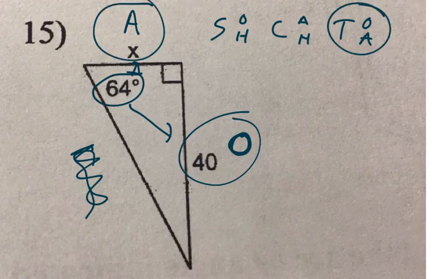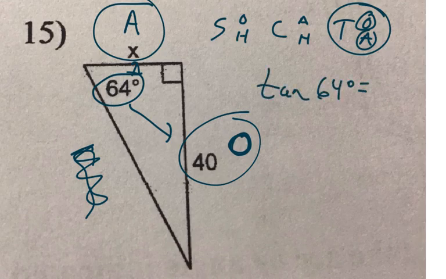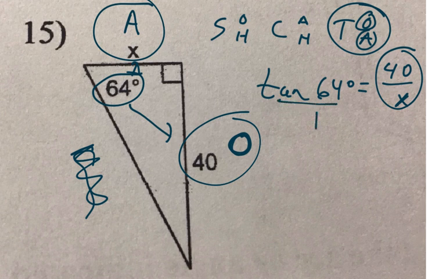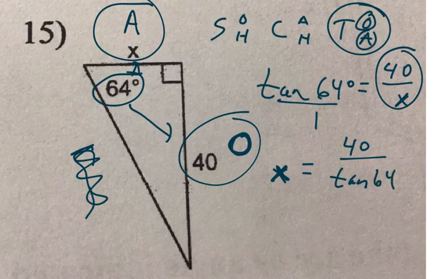Well, that's TOA, right? See, the O and the A right there. And the T tells me I'm going to do the tangent of 64 degrees. And what is it? It's the opposite over the adjacent. Oh, our fraction's upside down again. So we're going to put a 1 here. We're going to cross multiply. And we're going to get this. X, you see, is going to be the 40 divided by the tangent of 64 degrees.